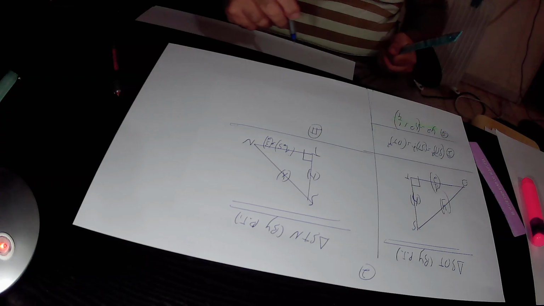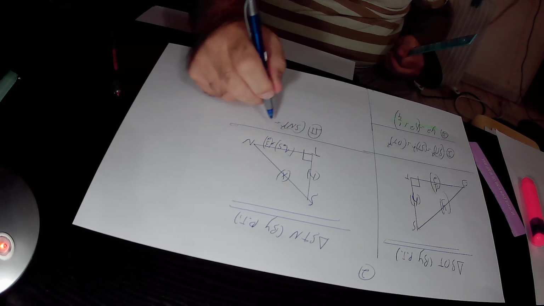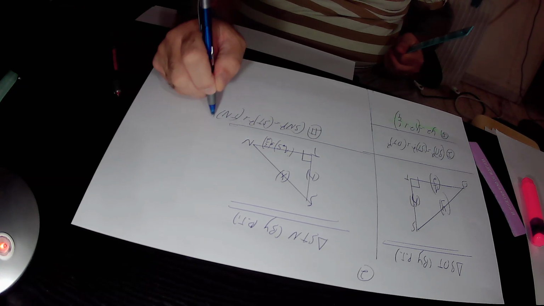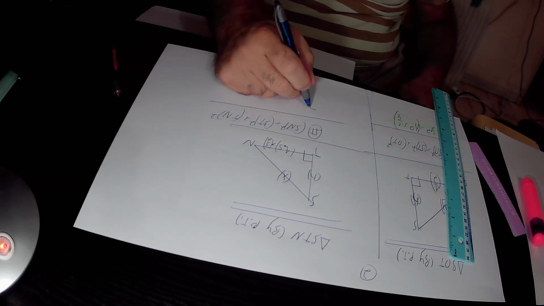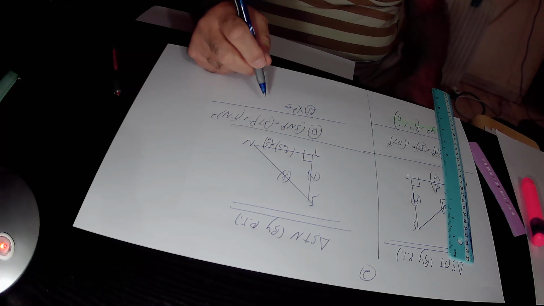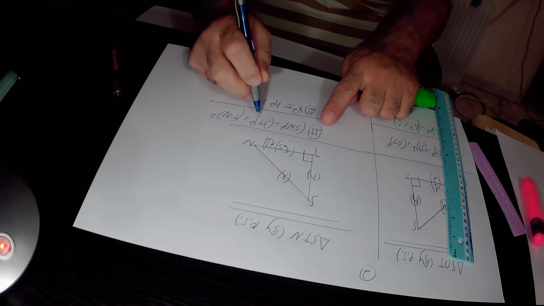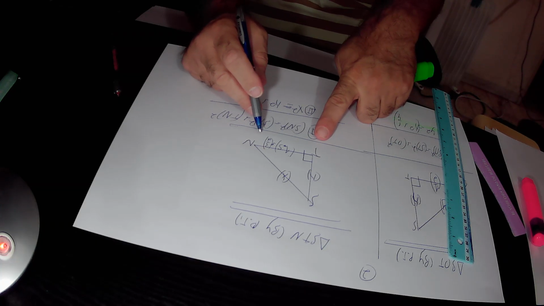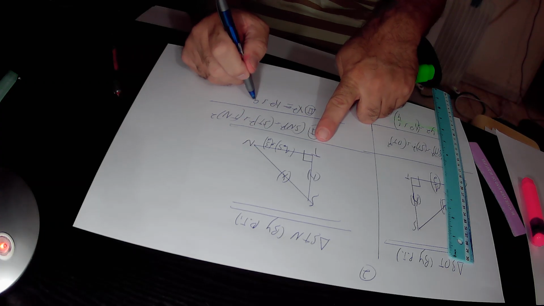SN squared, that is the square of the hypotenuse, equals ST squared plus TN squared. SN is x, therefore SN squared is x squared, and it equals ST squared. ST is 8, therefore ST squared is 8 squared, plus TN squared. TN is 3 halves, therefore TN squared is 3 halves squared, that is 9 quarters.